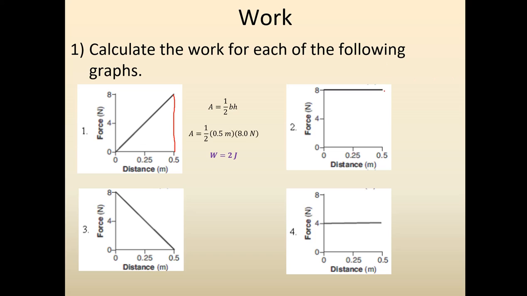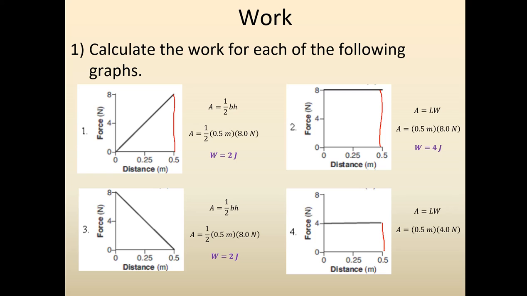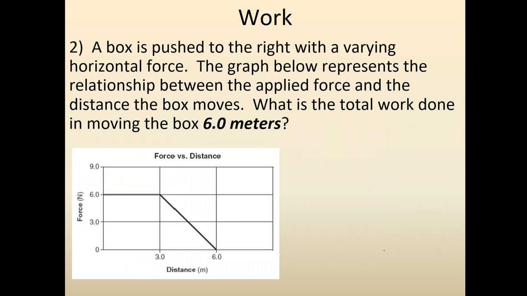For number 2, the shape we make is a rectangle, so that's pretty easy. It's just length times width. So 0.5 times 8, and we get 4 joules. This one is another triangle, so 1/2 base times height again. Same numbers, still 2 joules. And then 4 is another rectangle. This time the width is going to be 4 newtons, and we get 2 joules again. So that's pretty much it. Here's the next question. Pause the video and work it yourself, and we'll go over it in a second.